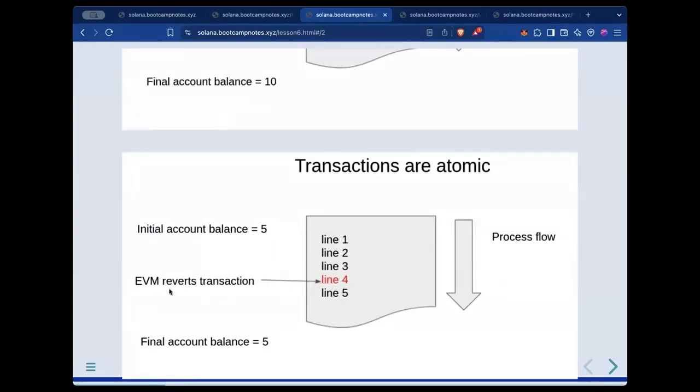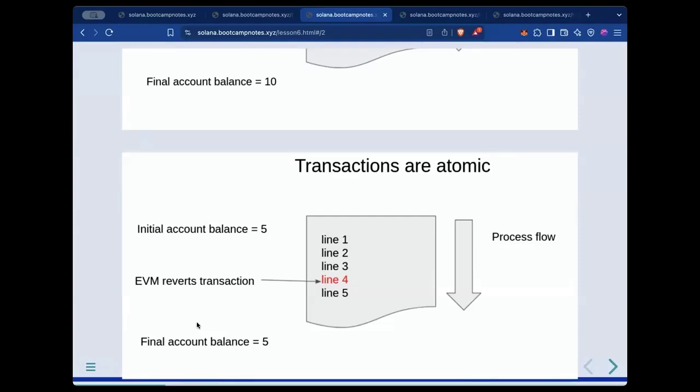So here I'm saying the EVM, but also the SVM obviously could revert the transaction. In which case, any changes to state do not occur. So we end up back where we started effectively. We don't have any change to state. So this is what we mean by transactions being atomic. And in Solana, we have instructions as well. So if one instruction fails or is reverted, then the whole transaction is reverted.